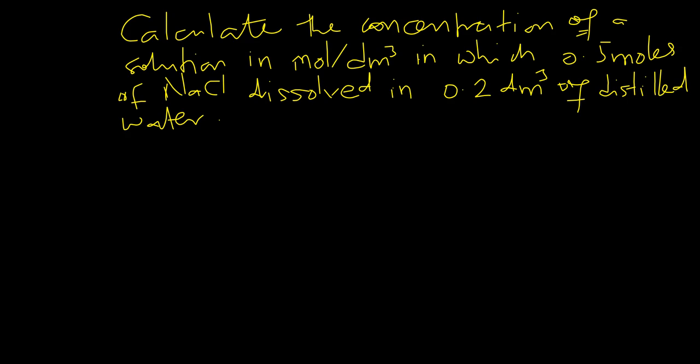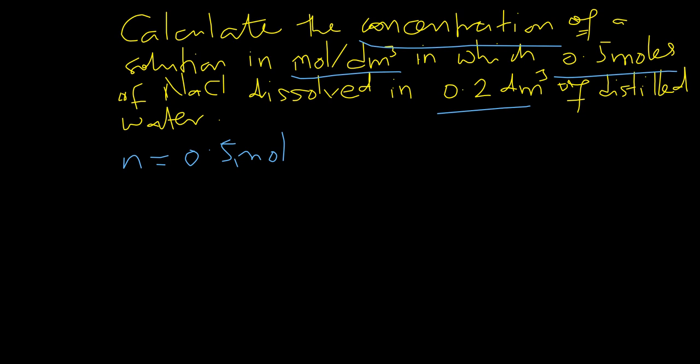In the first example, we've been asked to calculate the concentration of a solution in mole per dm cube. So let's put down the parameters. The mole given to us in the question is 0.5 mole. That information has been provided. And the volume given to us in the question is 0.2 dm cube.